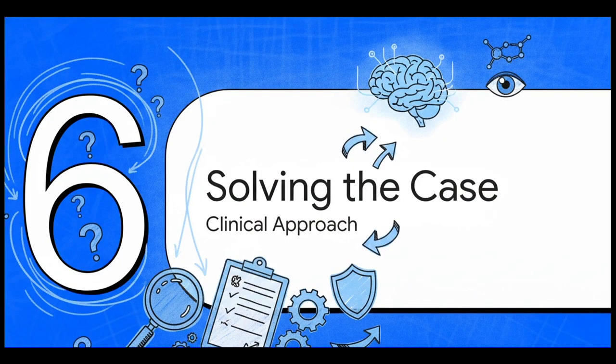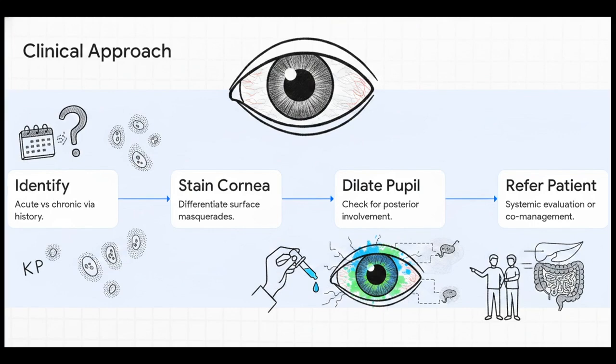Which brings us to Section 6, solving the case. So how do we actually synthesize all this evidence and treat this multi-layered threat? It requires a really strict methodical protocol. First, you have to identify if it's acute or chronic based on the patient's history and the look of those KP cells. Second, you must aggressively stain the cornea to rule out surface masquerades like ulcers. Third, always dilate the pupil to check for posterior segment involvement. You do not want to miss a tumor or a detachment. And finally, refer the patient appropriately for a full systemic workup.